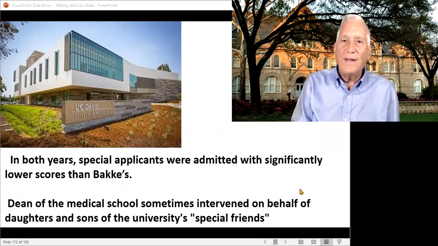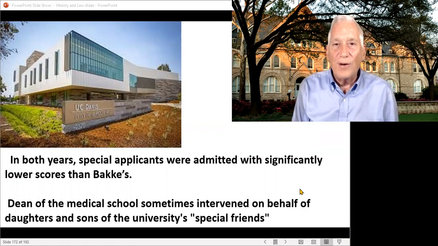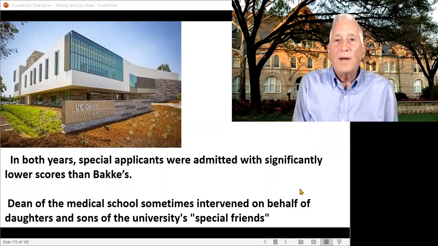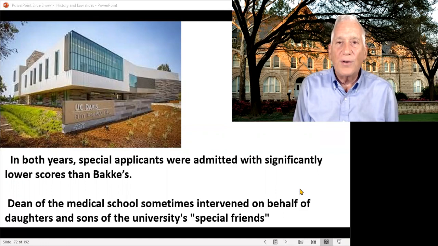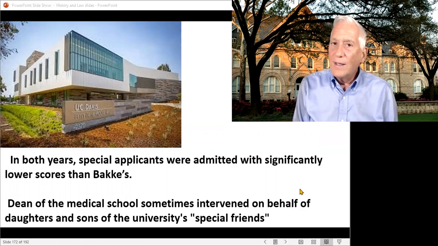But it's complicated. There were a lot of other people who got in with lower scores than Bakke. For example, the dean had a special program for 4 or 5 people, where if you were a big donor, if you donated a building or something, and your kid couldn't quite get in, the dean would sort of push them over the line.